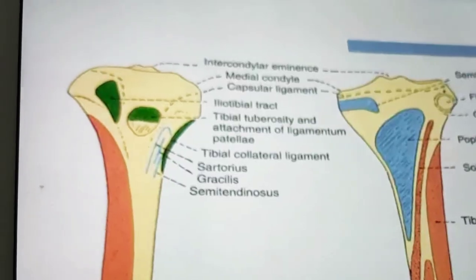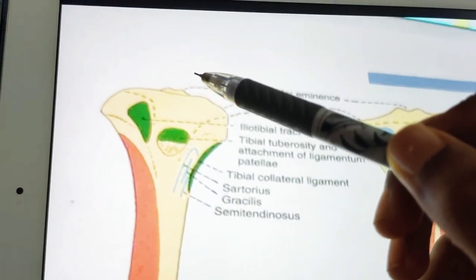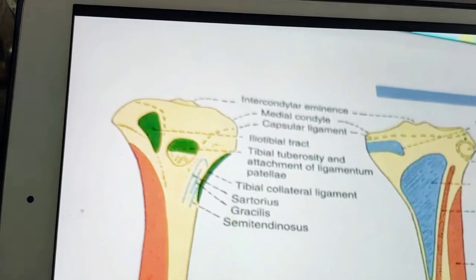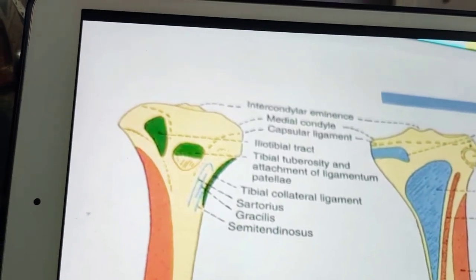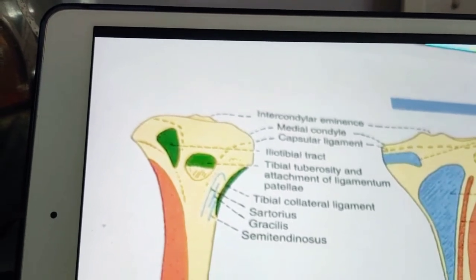Not only this, there are also other ligaments. Next it has posterior horn of medial meniscus to the depression behind the base of medial intercondylar tubercle, and next has a posterior cruciate ligament to posterior smooth area. So this is the order.